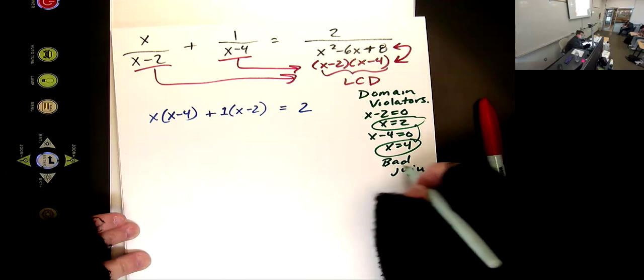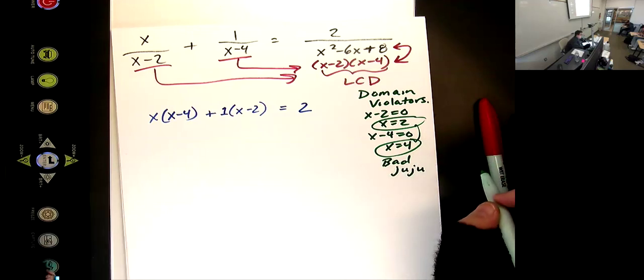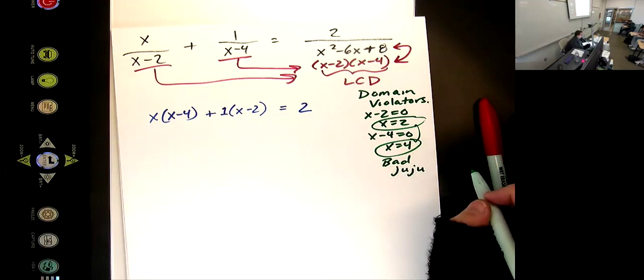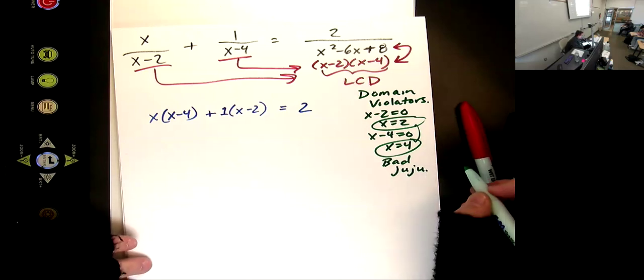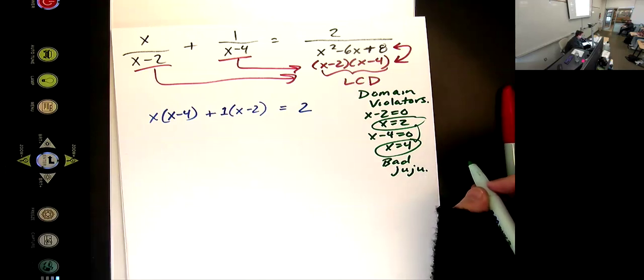I need to look up and make sure that's not like slang for something. I hope to God it's not. I hope I'm not saying some racist thing or something stupid. You'd be surprised what common phrases there are.